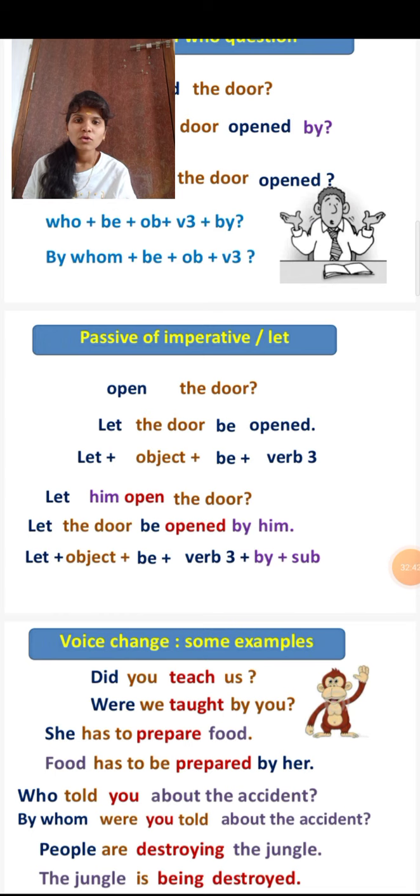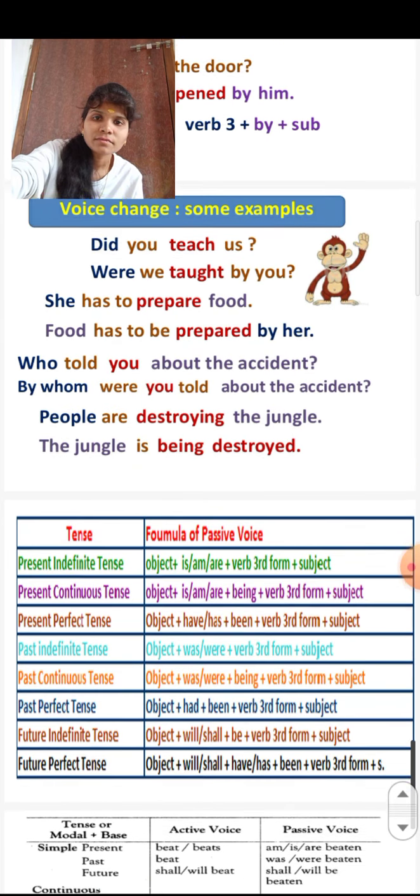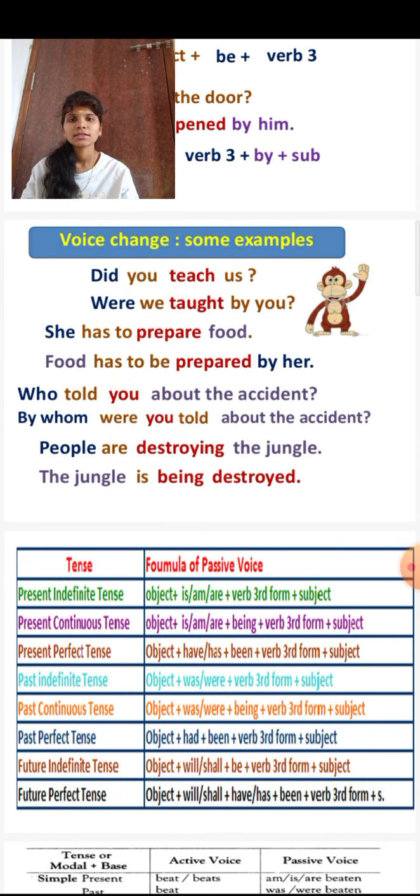So let the door be opened by him. So let plus object plus be plus verb plus by plus subject. And next, voice change. On voice change, some of the examples are here. Did you teach us? So you can see here, did you teach us? So were we taught by you?